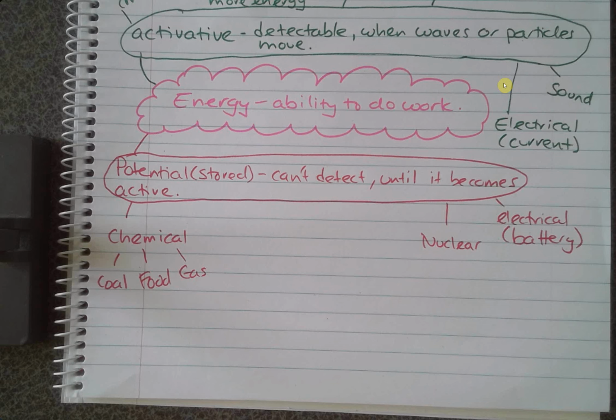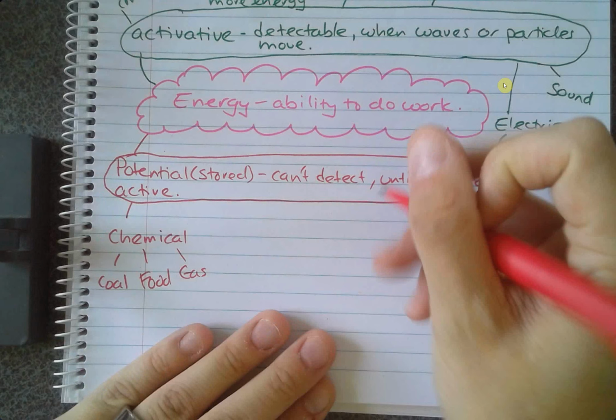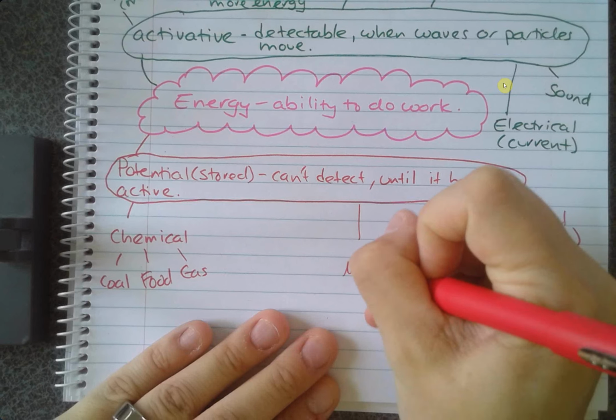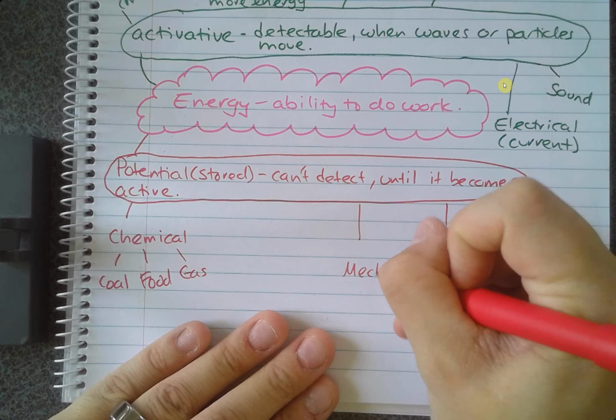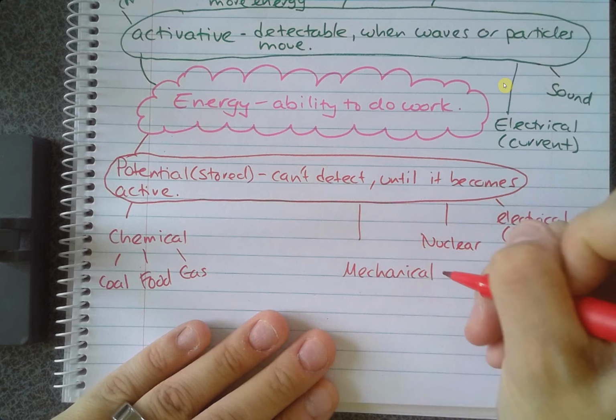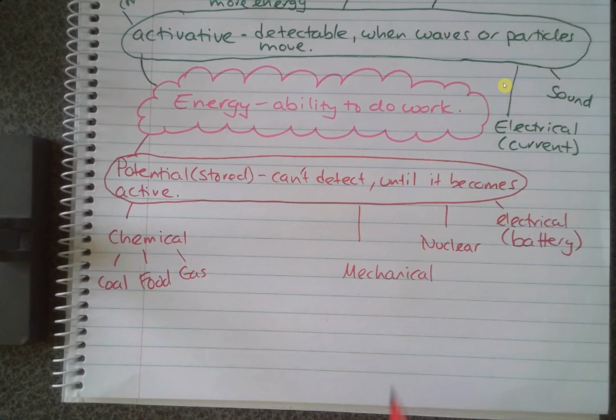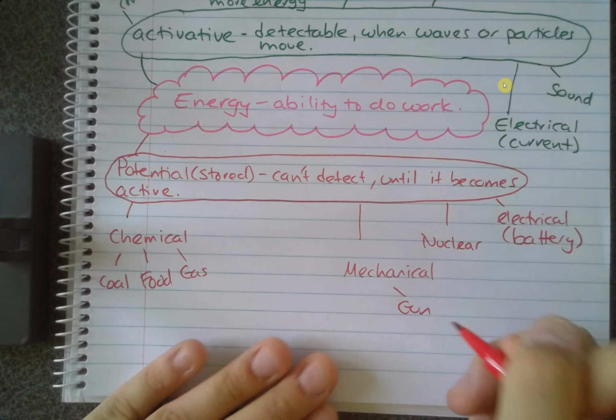So fire, that's wood burning, the wood itself. Guns? Do they use chemical energy? That's a good question. I'm not really sure. I would say it's probably mechanical. So mechanical's another one. With mechanical, we can write gun, if you guys want, as your example.